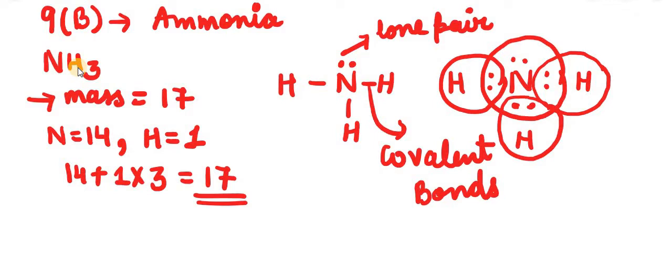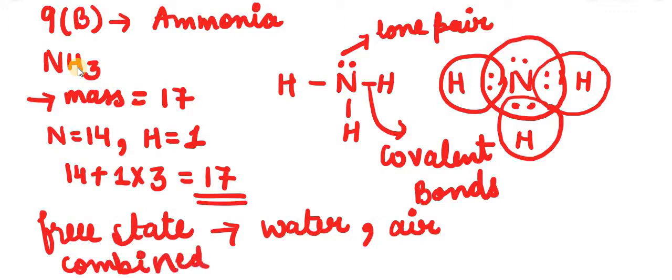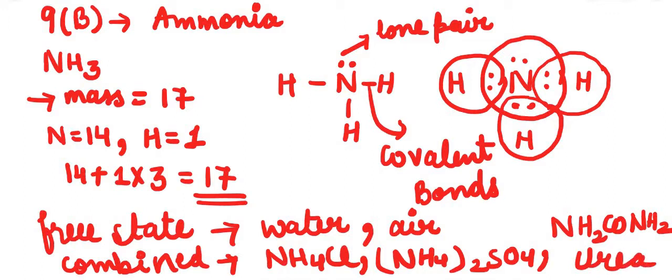The next question is where ammonia molecules are present. They can be present in the free state, in water as well as in our air. In the combined state, they may be present with ammonium chloride, with ammonium sulfate solution, and also with urea, whose formula is NH2CONH2. So these are all the combined states.